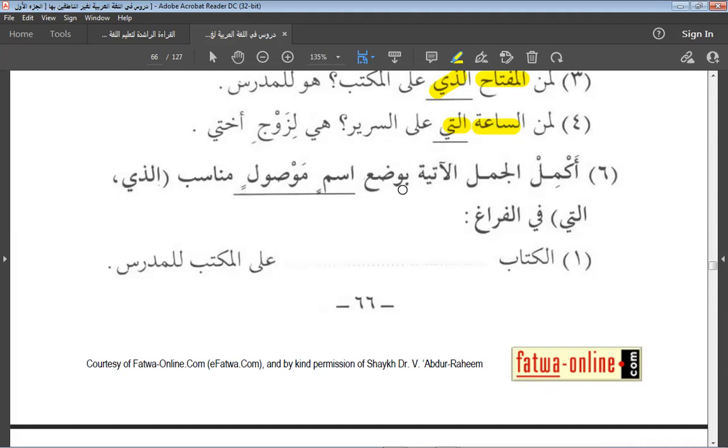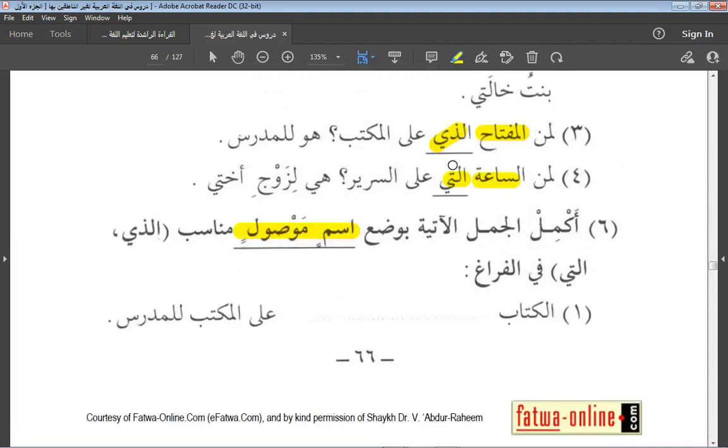أكمل الجمل الآتية. Complete the following sentences. بوضع اسم موصول. اسم موصول is these things. الذي, التي. الذين, اللاتي. Those ones are called the asma'ul mawsula. Asma'u mawsula. But one of it is called ismu mawsulin. Ismun mawsulun. So he says, complete the following sentences. بوضع ism mawsulin munasib, by putting the appropriate ism mawsul, like alladhi, allati, fil farag, in the empty space.